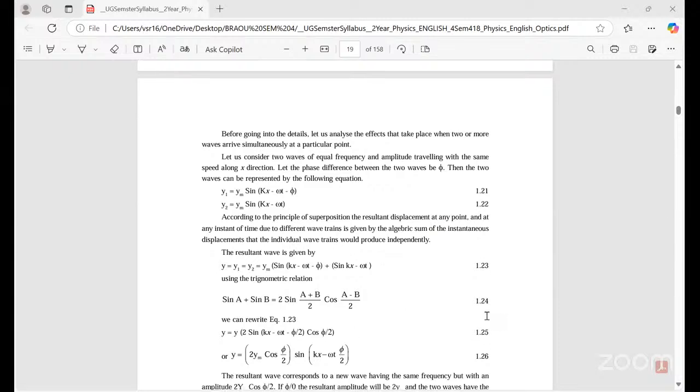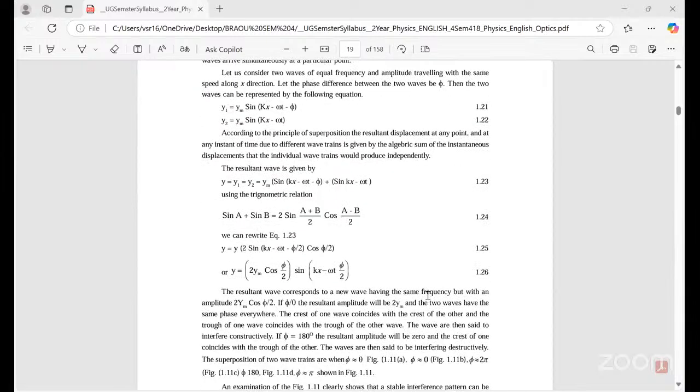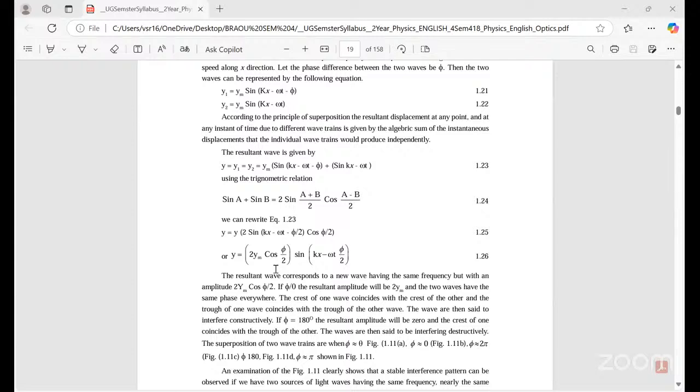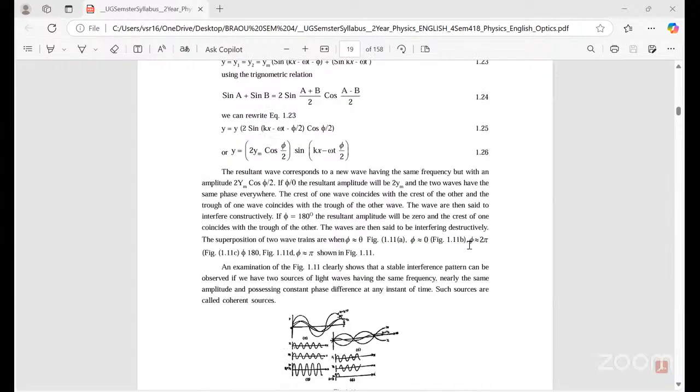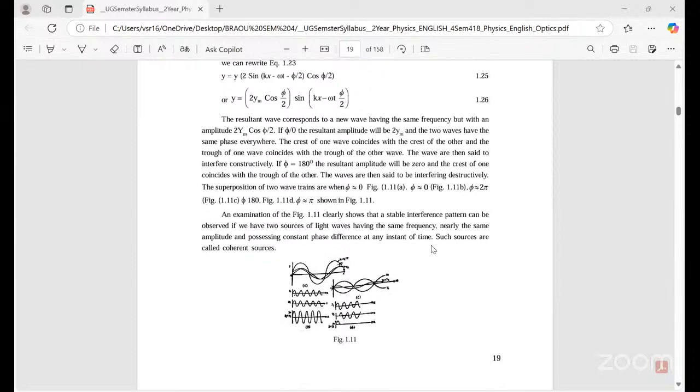By adding these two, sine kx minus omega t minus phi plus sine kx minus omega t. Sine a plus sine b equals 2 sine of a plus b by 2 into cos of a minus b by 2. Substituting, we get y equals 2ym cos phi by 2 into sine kx minus omega t minus phi by 2. So you got this equation, and apply the conditions.